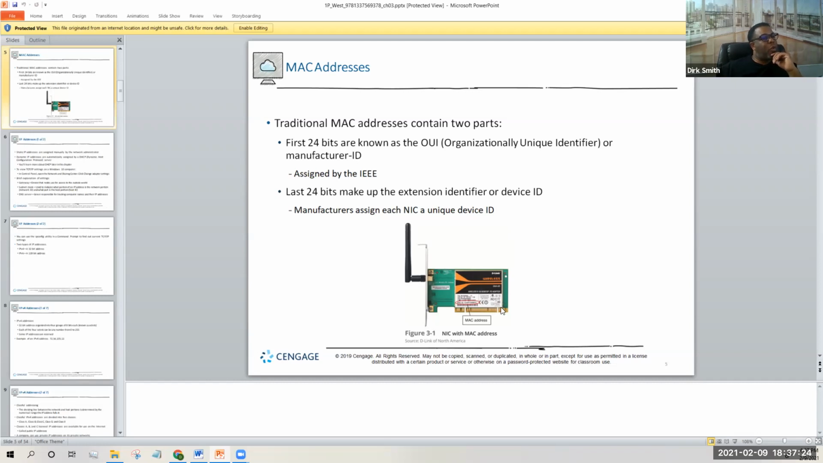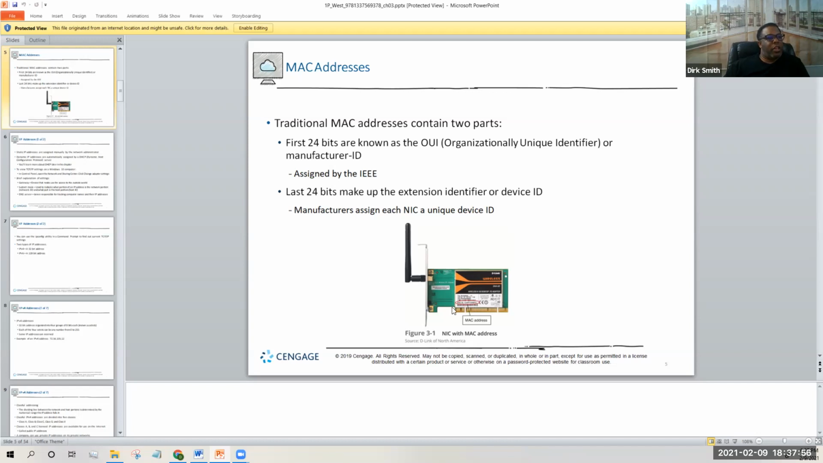This is an old picture of a wireless card. You typically don't see these too much anymore in computers. In the early days when computers first came out, it was an option whether you wanted a network card in your computer or not. But now network cards just come standard, they're built in.